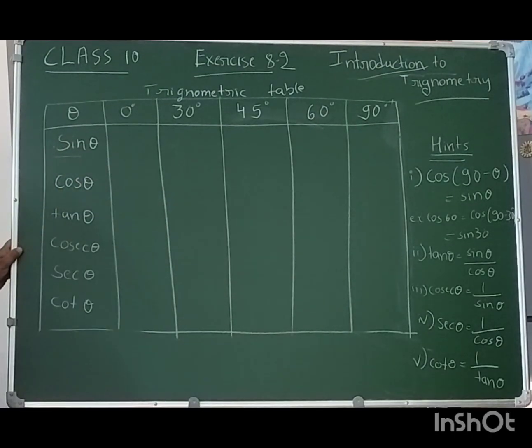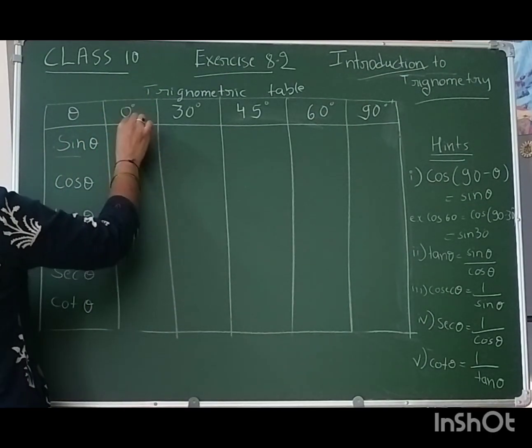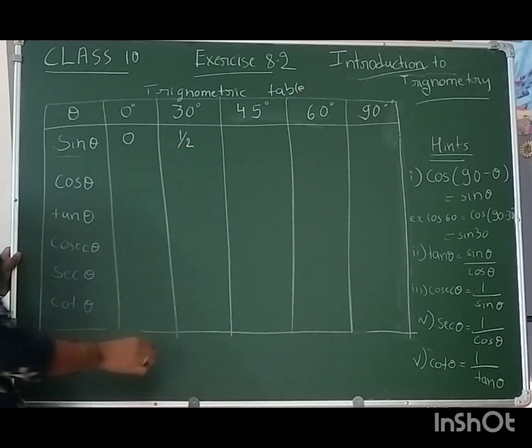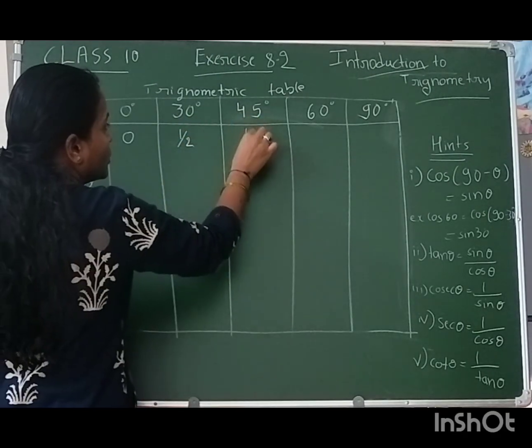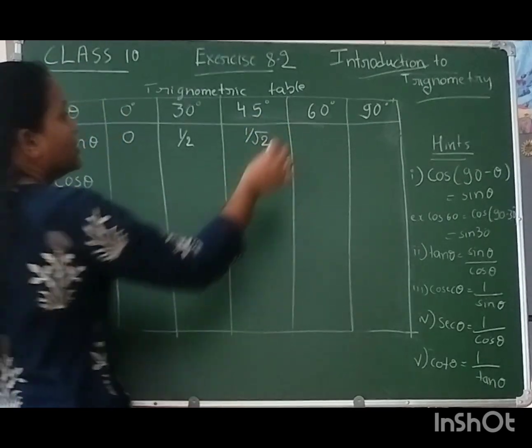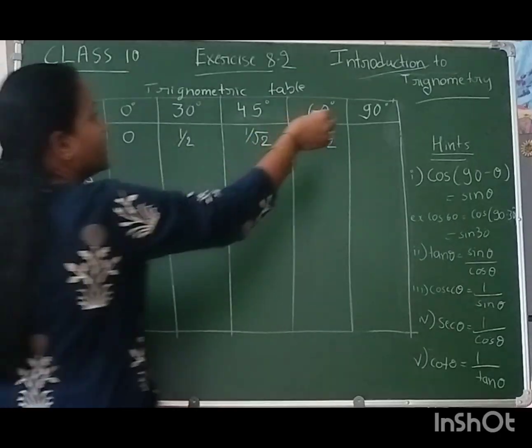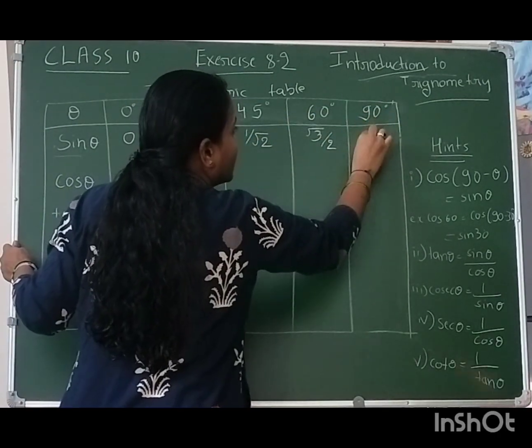For sin theta, we have to remember the values. Using that, how to write the remaining values, we'll discuss in this video. So sin 0 is 0, sin 30 is 1 by 2, sin 45 is 1 by root 2, sin 60 is root 3 by 2, sin 90 is 1.